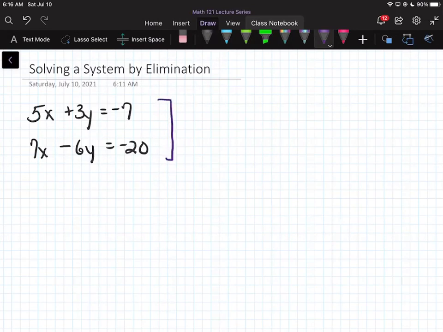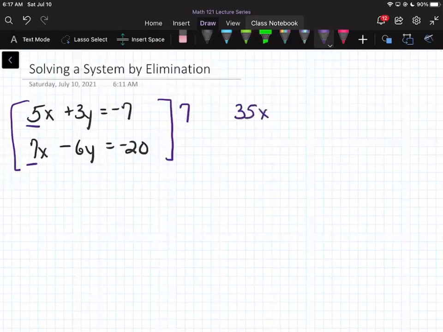In order to do that, I need the coefficients of x to be opposite of each other. So the least common multiple of 5 and 7, right here, is 35. So I'm going to multiply the top equation by 7, which gives me 35x plus 21y equals negative 49. I just multiplied each value by 7.